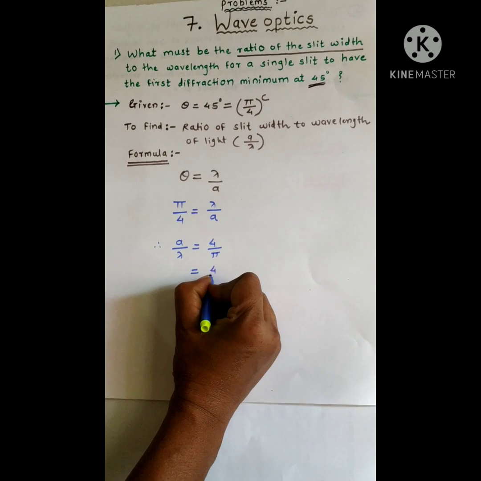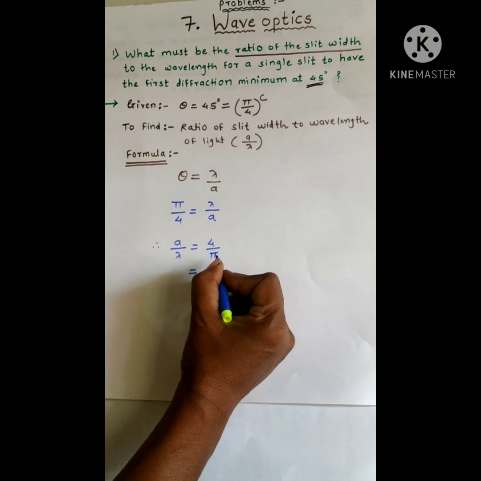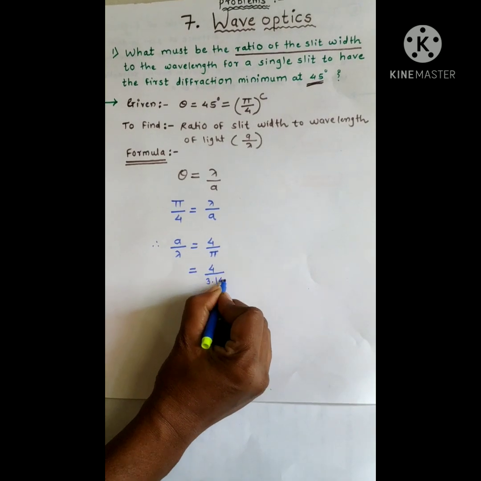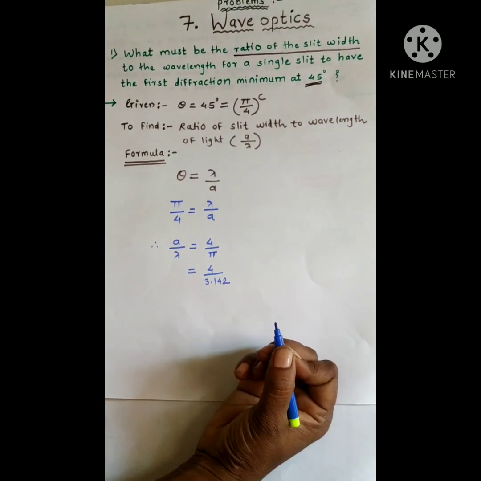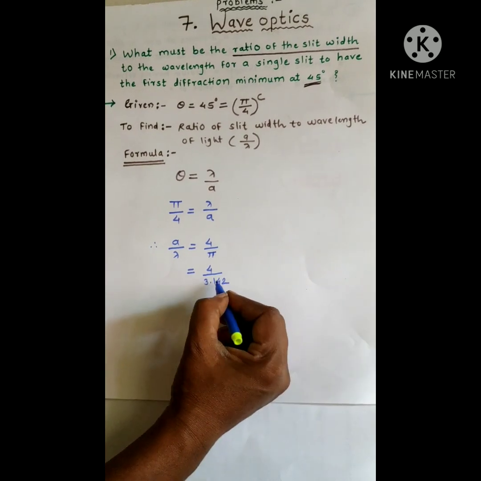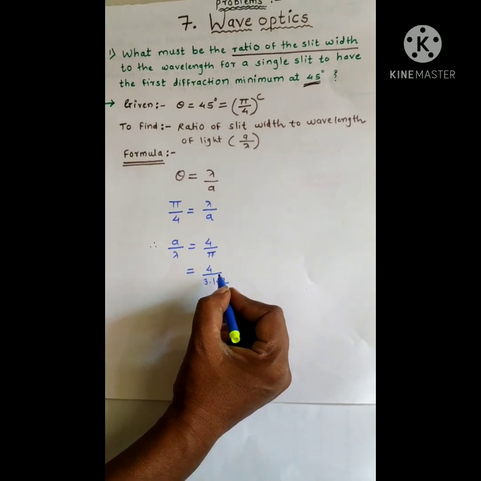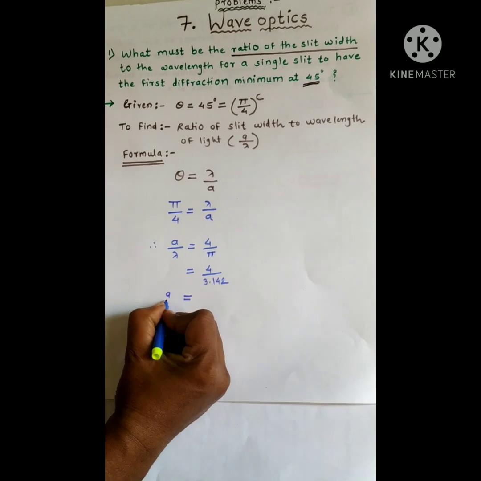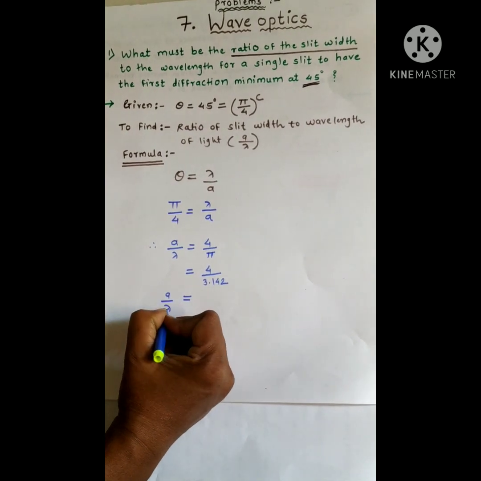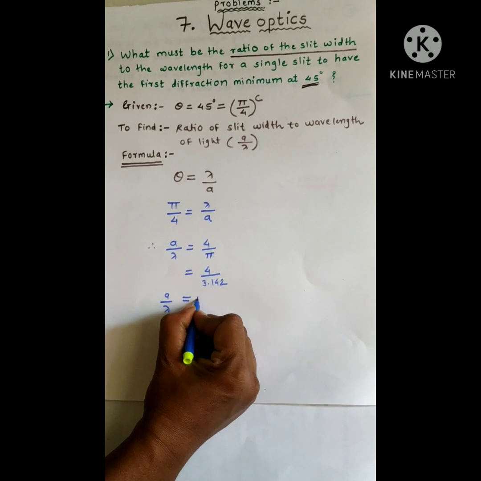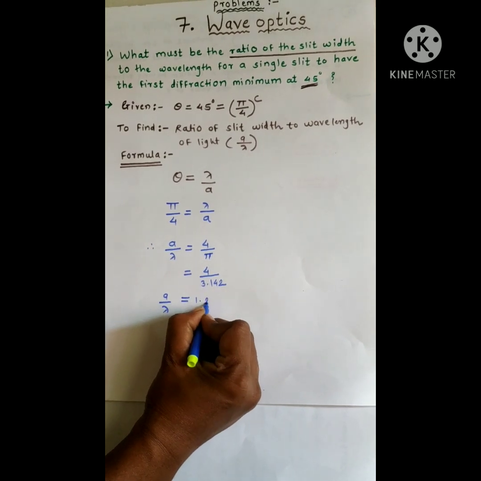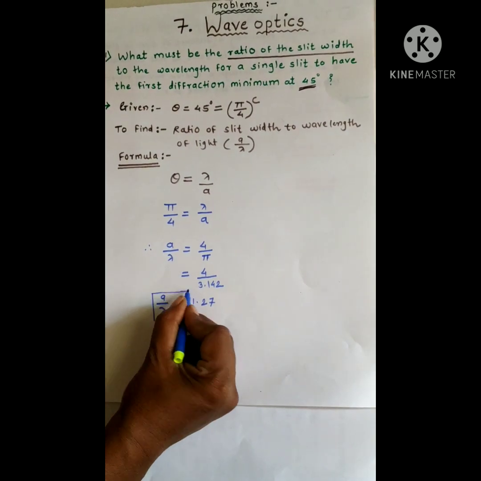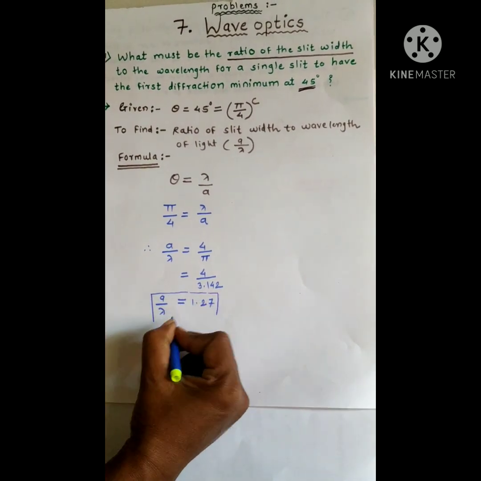Now what is the value of pi? That is 3.142. After solving this sum, we get A upon lambda is equal to 1.27. This is our final answer. Make it box like this.